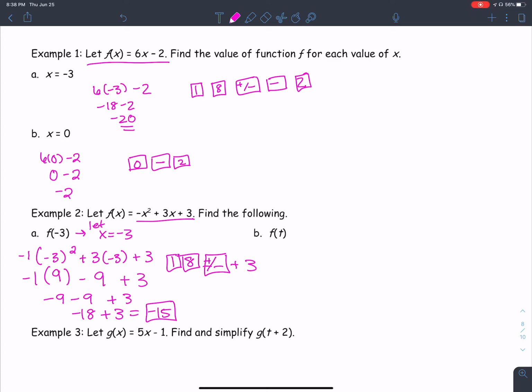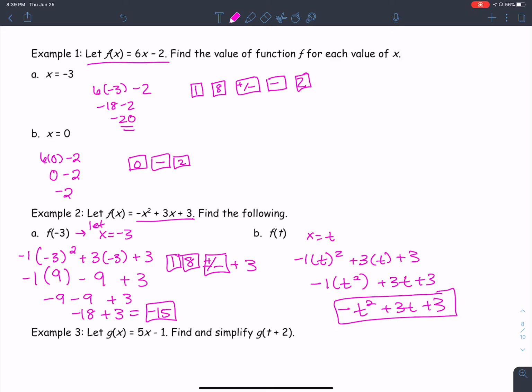Now, this says f of t. We're going to plug in t for x, so we're letting x equal t. It's a little weird, but it's okay. So, still got that negative 1 out there. Plug in t plus 3 times t plus 3. So we're going to square t. That's just t squared. So I got negative 1 times t squared plus 3t plus 3. So negative t squared plus 3t plus 3. And that's my final answer for f of t.